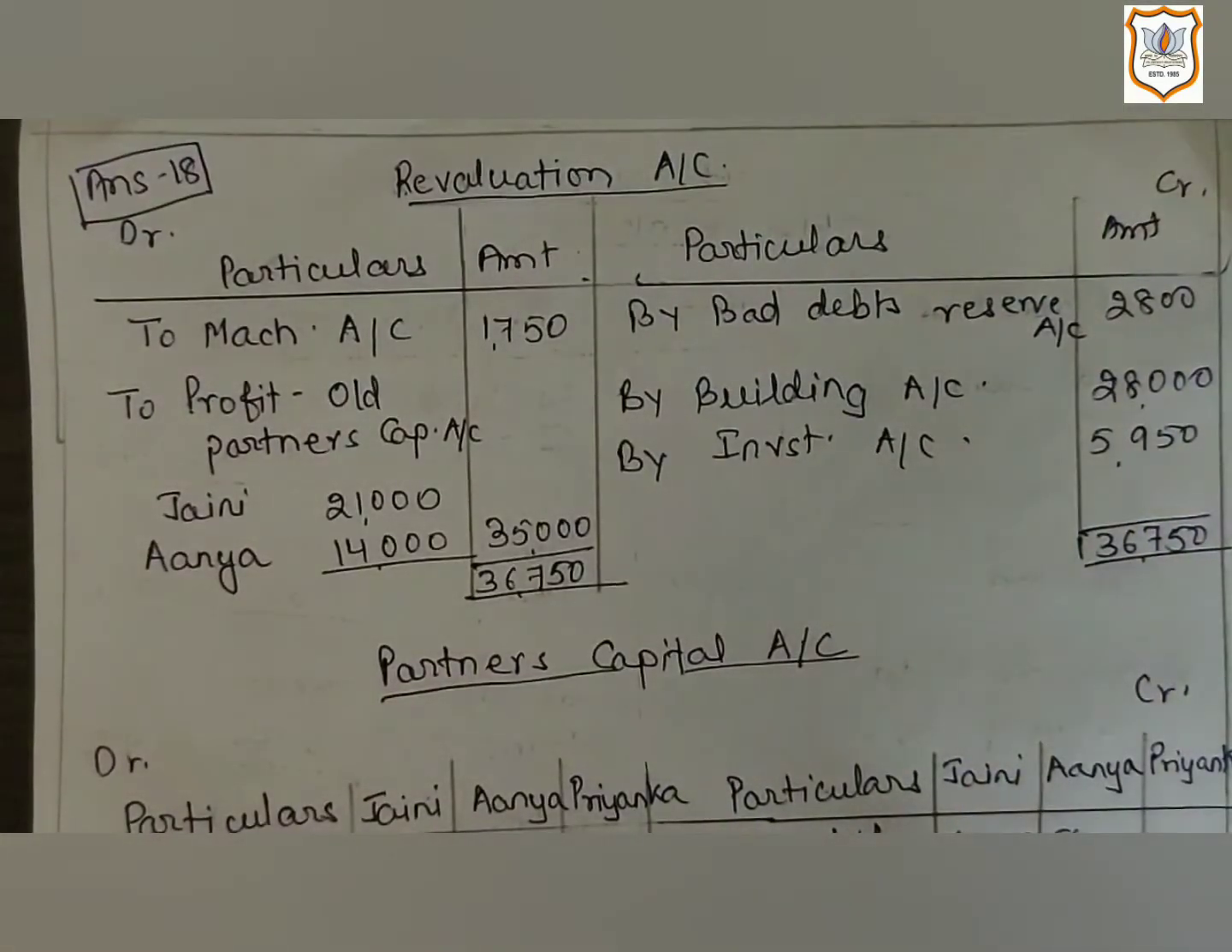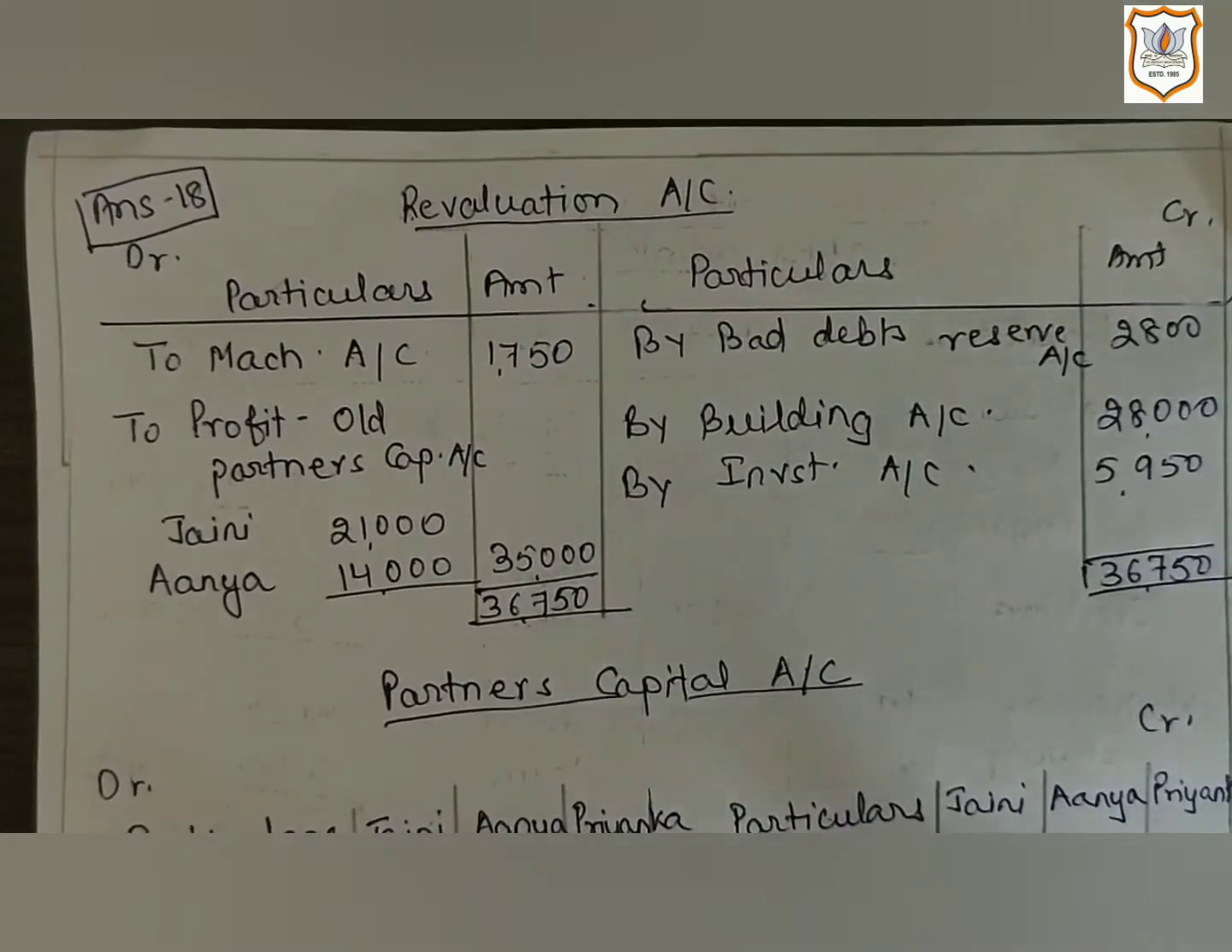Now, in the last point, it is given that the total capital of the old partners, Jenny and Anya, after all adjustments, will be maintained in their relative new ratio. The new ratio is given in point number 3, that is 2:2:1. That means the relative new ratio of Jenny and Anya is 2:2, which we can also call 1:1. Now, before we find the total capital of the old partners, we will have to close the revaluation account first.